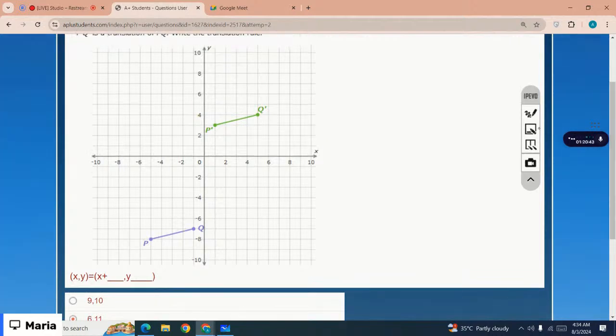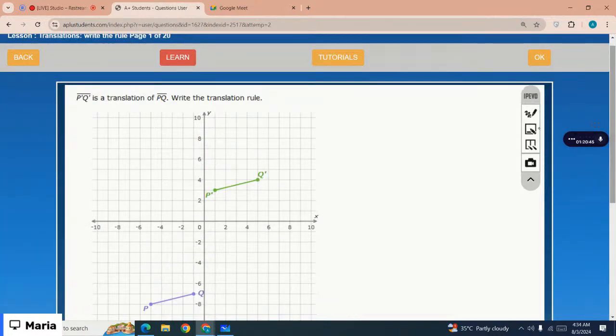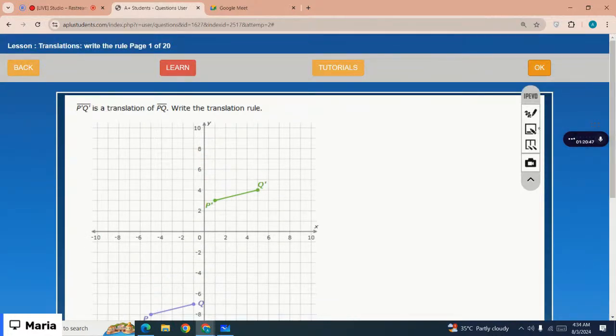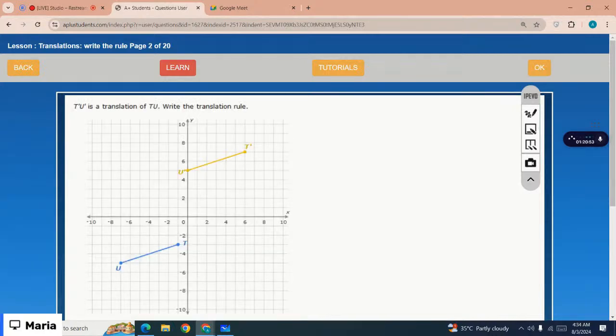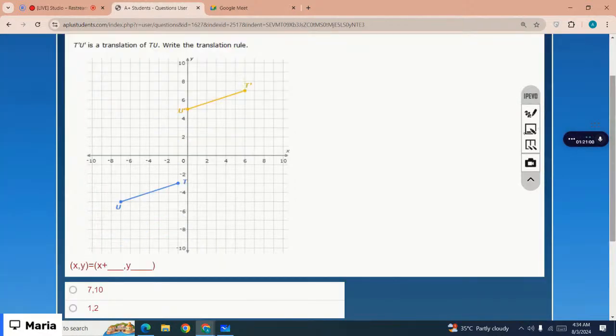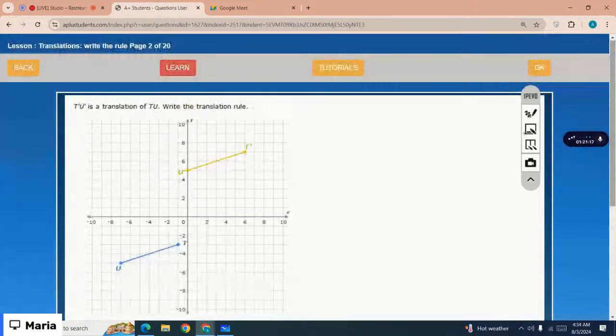Okay, let's just move on to the next one. T dash U dash is the translation of TU. Write the translation rule. Okay, here you have 6 and 5. No, 5 and 5, 10. It is moved 10 up and 7 right. So option number 1 is the correct option. 7 and 10 is the correct option.